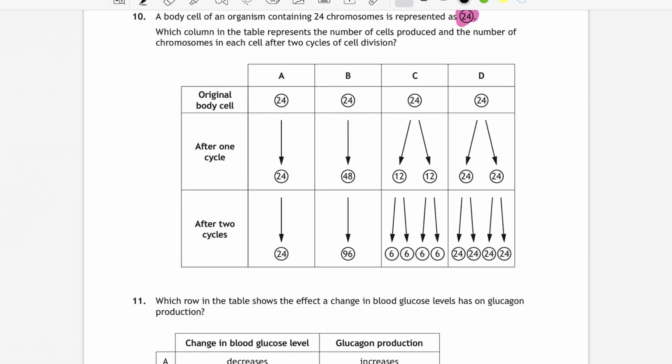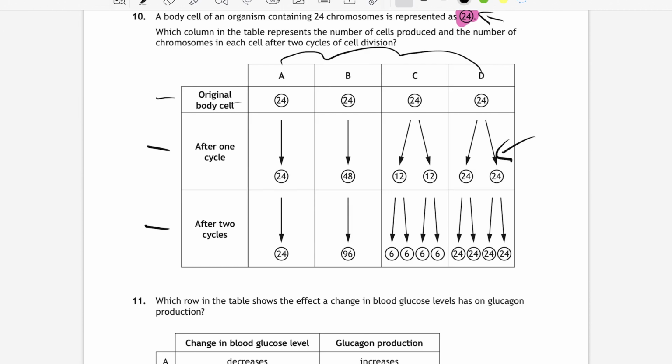Okay, now that you've paused the video and had a go, hopefully you're going to get the correct answer with me. So we've got A, B, C, or D to work through. We've got the original body cell in the first bit, then after 1 cycle and after 2 cycles. The original one, we already know starts with 24 because we highlighted that above. So every single answer for the original body cell is correct. So we need to look at the next step to see what we can come up with. Now there is actually only one correct answer here, and it's going to be this one over here for D.